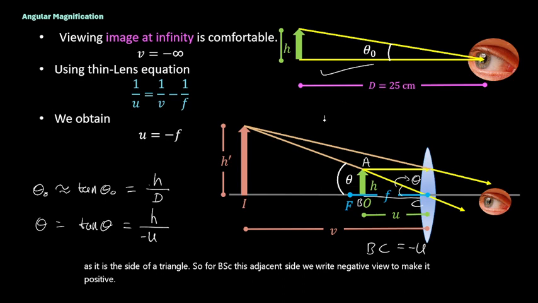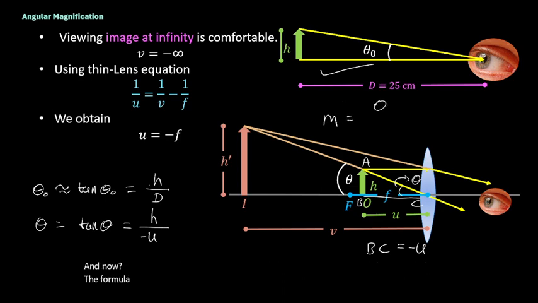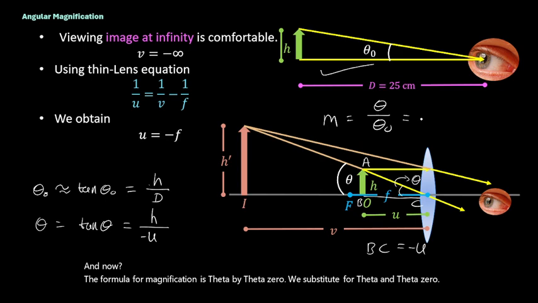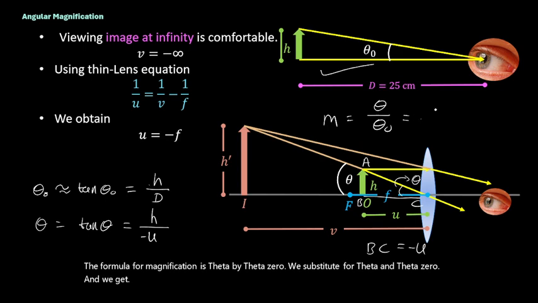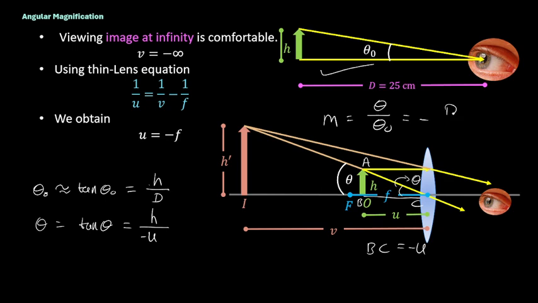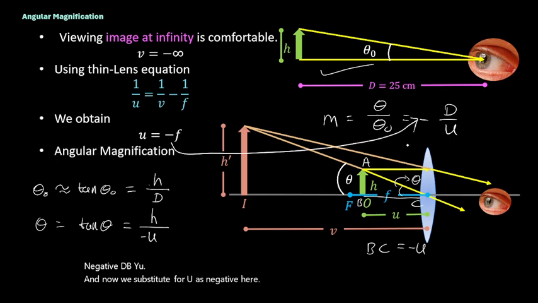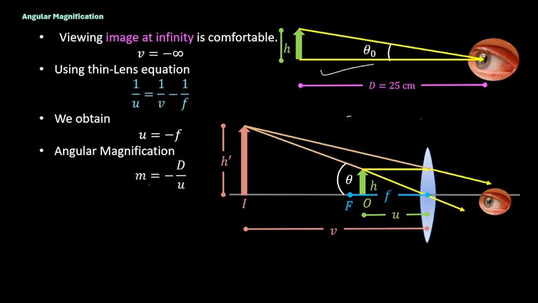And now the formula for magnification is theta by theta 0. We substitute for theta and theta 0 and we get negative D by u. And now we substitute for u as negative f here and get this. This final formula represents magnification when the image is formed at infinity.